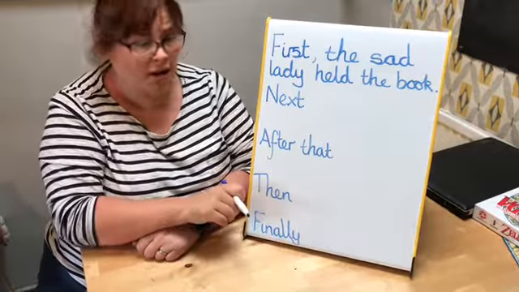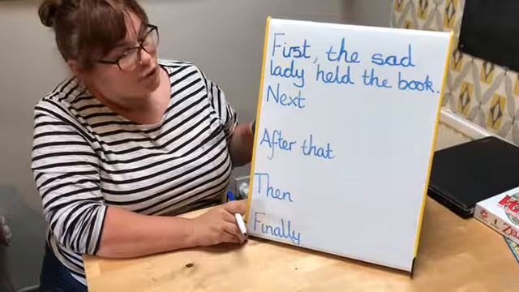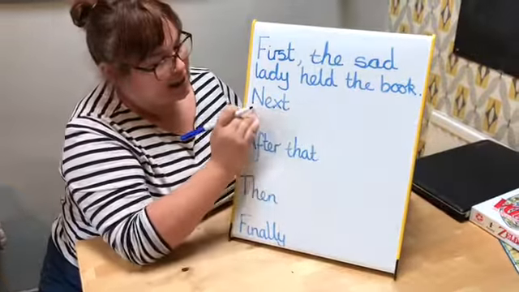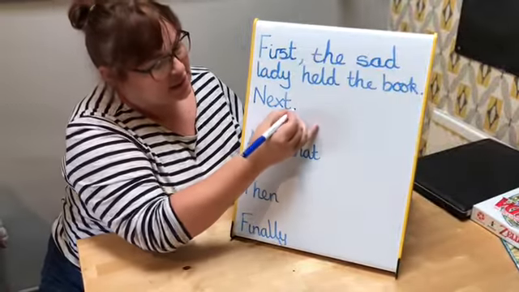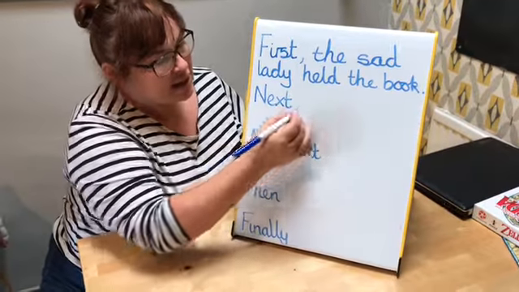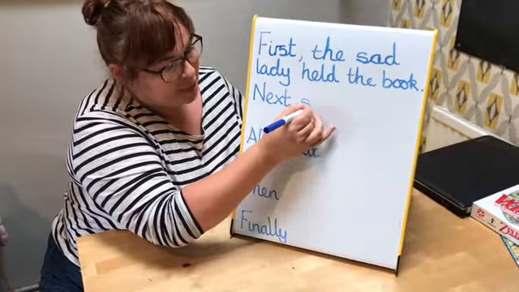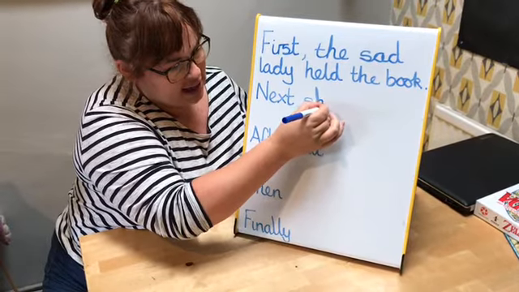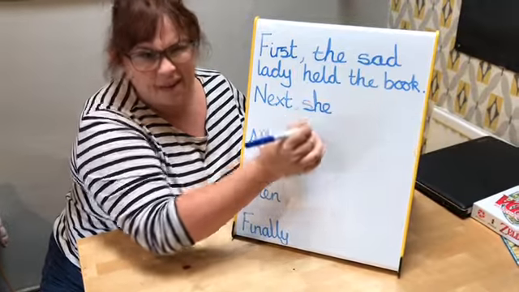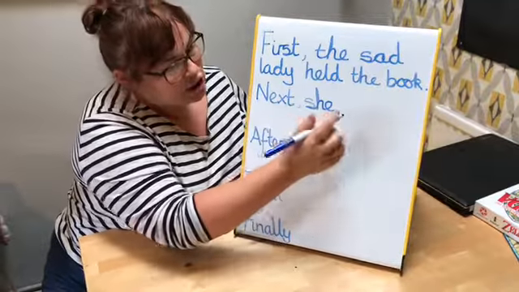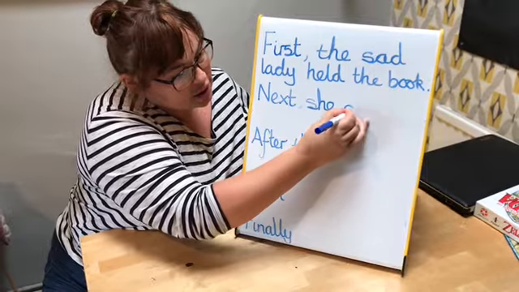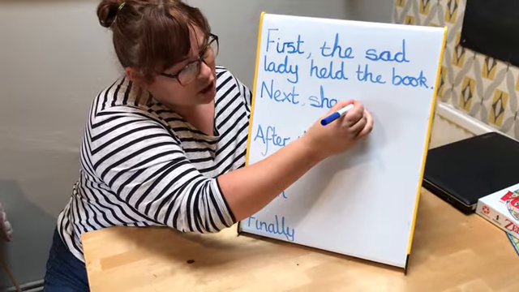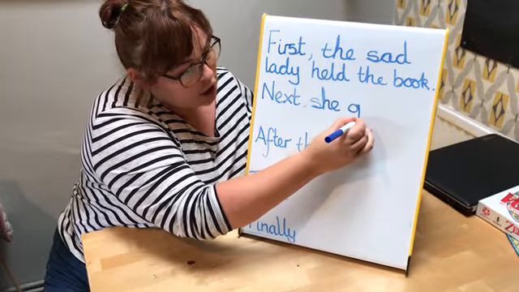Said it in my head and I'm happy with it. Again, I've already got next written here. It's got the capital letter for the beginning of the sentence, so I'm happy with that. Next, she. She's one of those funny tricky words. Always sounds like it's got E on the end, but it's just the one making that E sound. Next, she opened. I know open starts with an O, making that O sound.